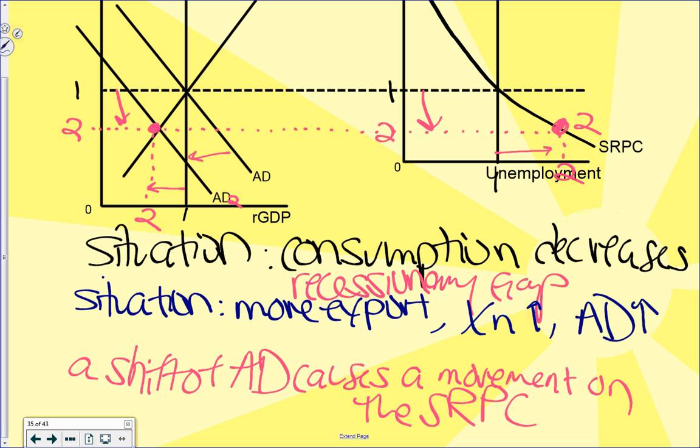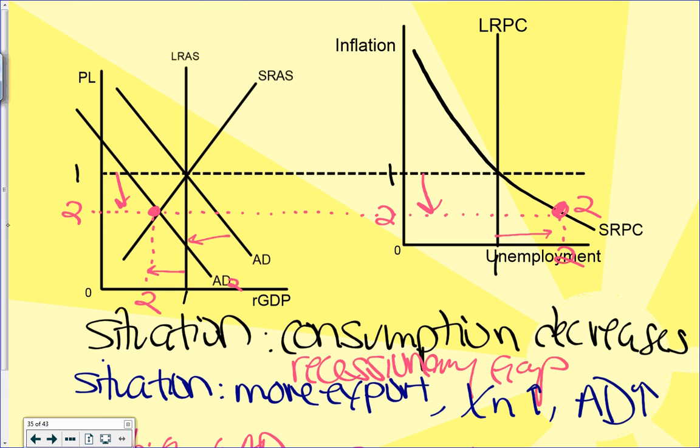Stickers. Can anyone tell me what gap we're about to create? What type? Be specific. Demand pull.